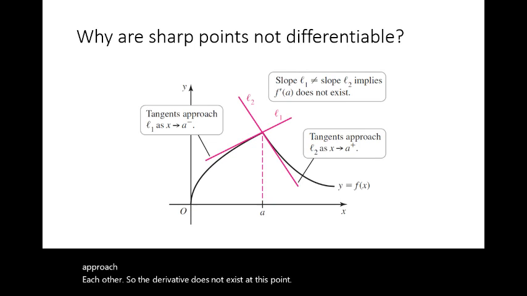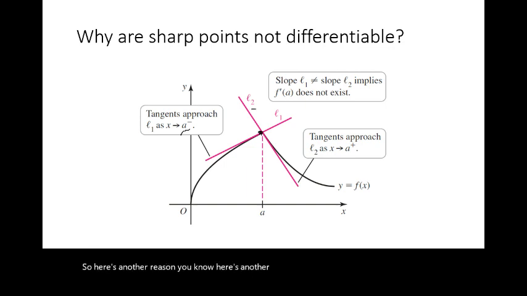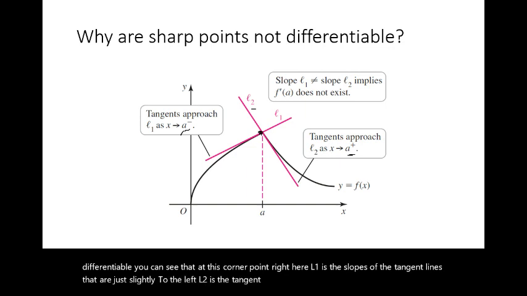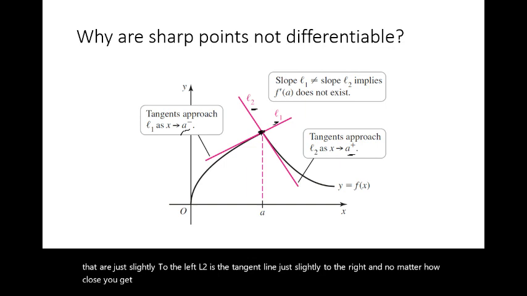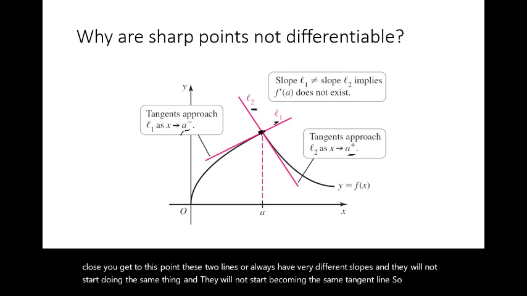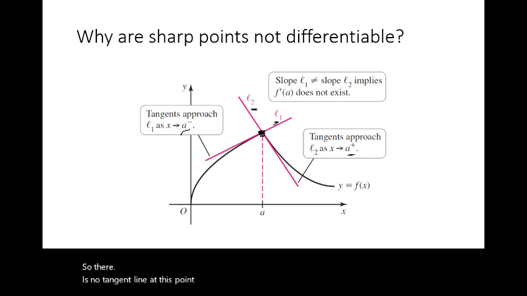So here's another illustration of why those so-called sharp points are not differentiable. You can see that at this corner point right here, L1 is the tangent line just slightly to the left, and L2 is the tangent line just slightly to the right. No matter how close you get to this point, these two lines always have very different slopes, and they will not start doing the same thing, and they will not start becoming the same tangent line. So there is no tangent line at this point. There is no derivative at this point.